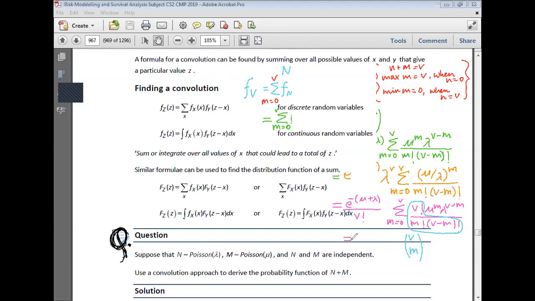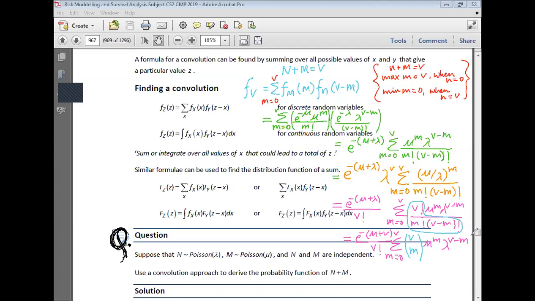Yeah, so what should I be doing next? e raised to minus (mu plus lambda) upon v factorial, and I have summation going from 0 till v, vCm, mu raised to m and lambda raised to v minus m. Right? And this looks a bit like the binomial expansion that we have for the binomial distribution, right? Okay, so I would just maybe write here.